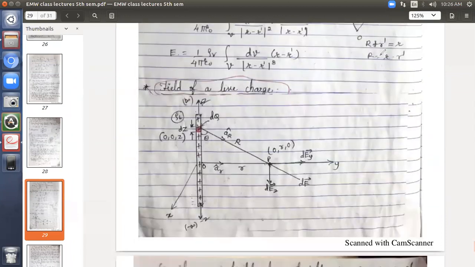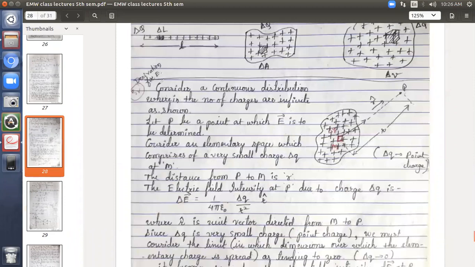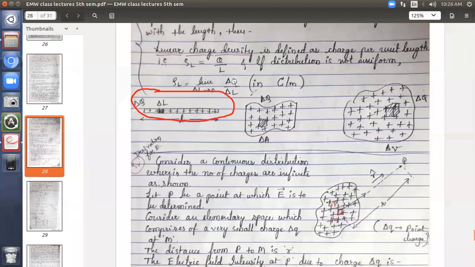Just by looking at the figure, don't be afraid. Let me redraw the figure one more time. We want the field, that is capital E, equation for line charge. As I have told you, line charge indicating, here I have drawn three diagrams: linear charge, surface charge, volume charge.